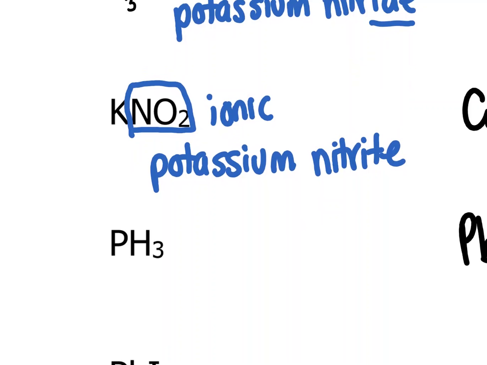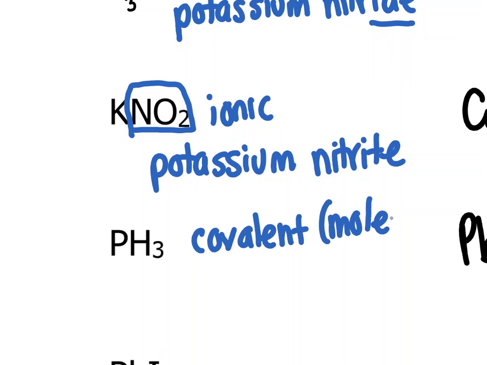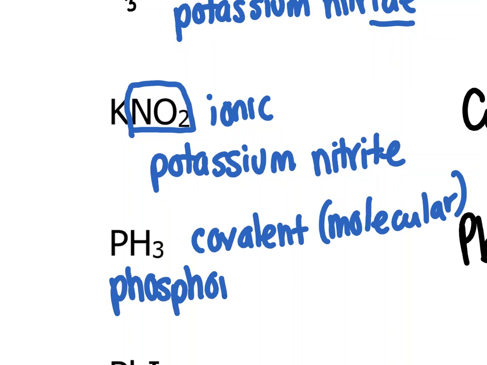Okay, next one, phosphorus is a nonmetal. Hydrogen is a nonmetal. So this one is covalent. And remember that covalent and molecular mean the same thing. And so I'm going to use those prefixes, name them in order, but we don't say mono, but we'll need the prefix for trihydride.